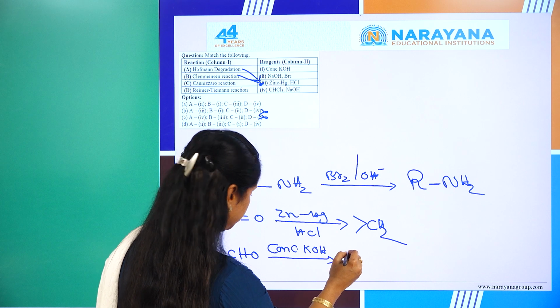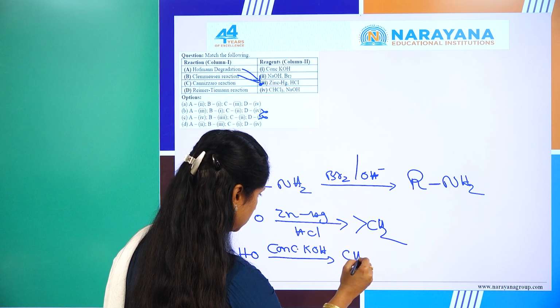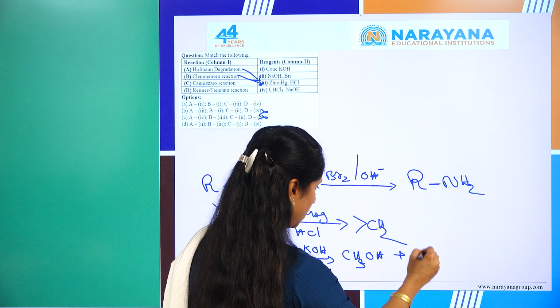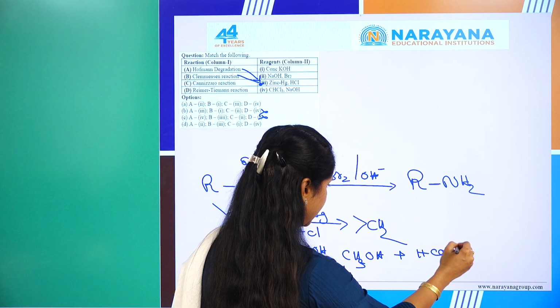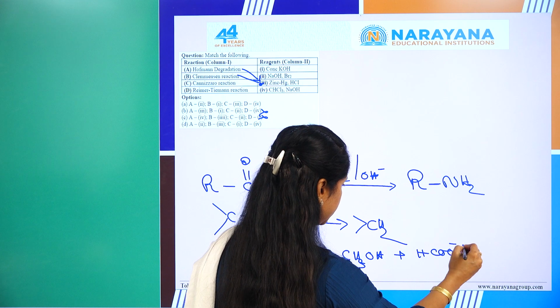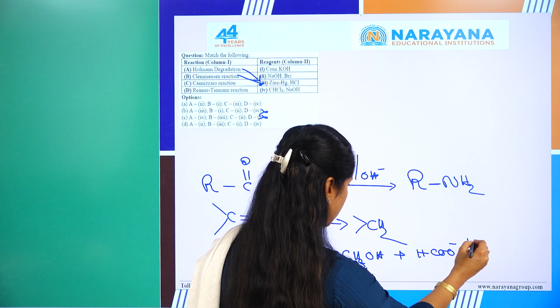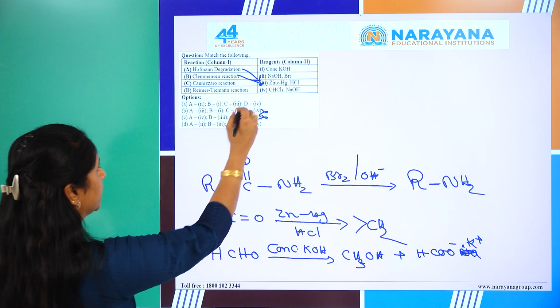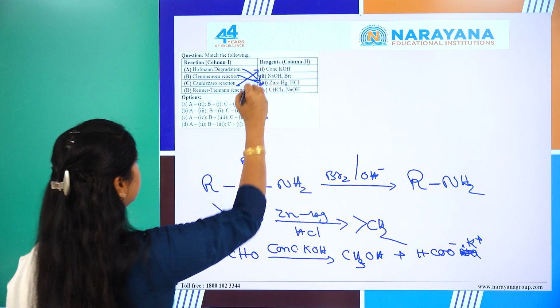So you can get the reduced product, alcohol, and the oxidized product, carboxylic acid. Of course, because the medium is basic here, you can observe it as a potassium salt of formate. So for the Cannizzaro reaction I can go with the concentrated KOH.